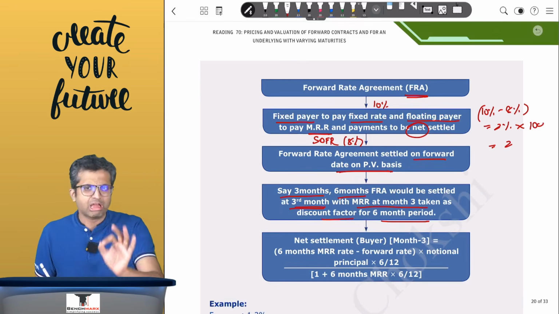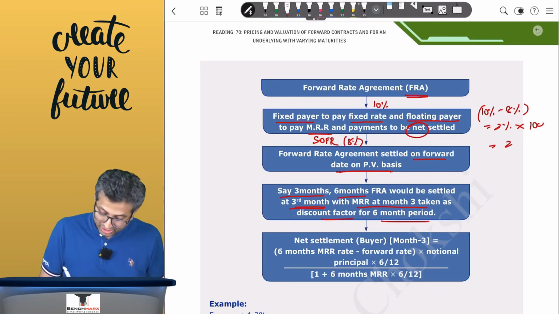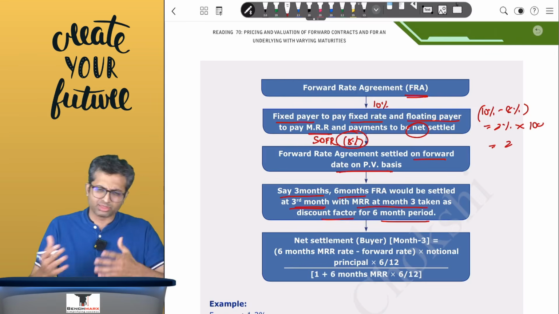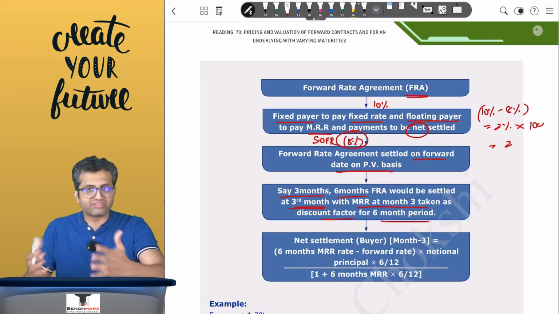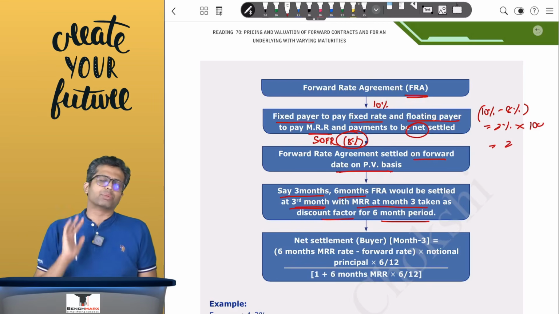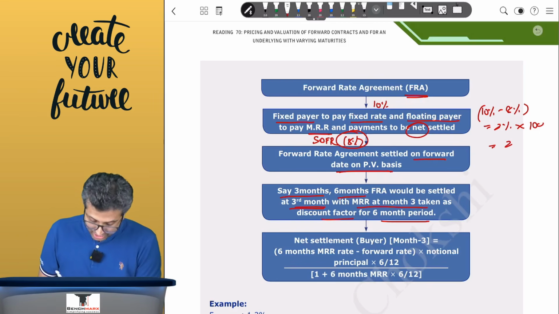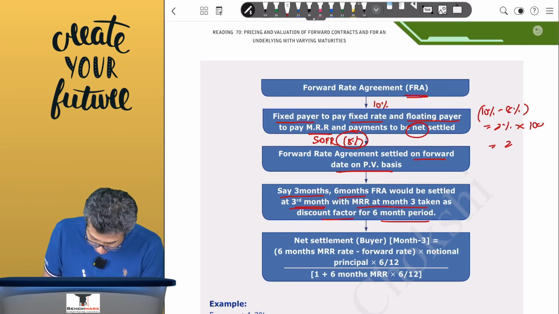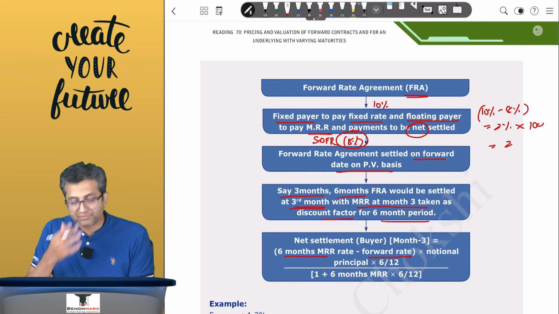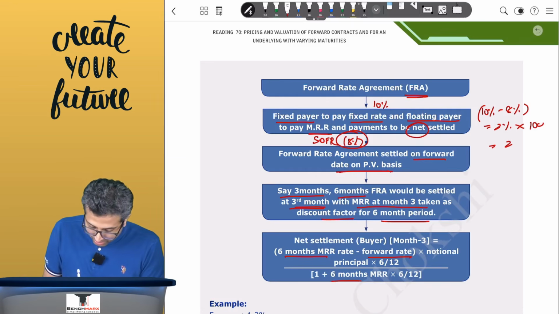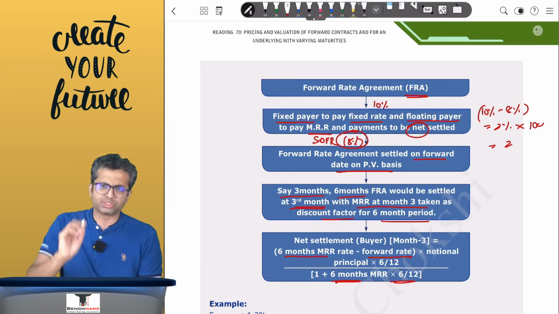In our example, 2 is the net settlement value. Whatever the MRR is, let's say 8%, will be taken as a base, and you take the present value of 2 rupees. Let's say this was a settlement for a period of 1 year at a 1.08 discount rate. So net settlement would be the 6-month MRR rate minus the forward rate. In our case, this was, for example, 8 minus 10, that is 2% into notional principal. This is half yearly, so they have taken 6 by 12, into 1 plus the 6-month MRR into 6 by 12, if this was half yearly.